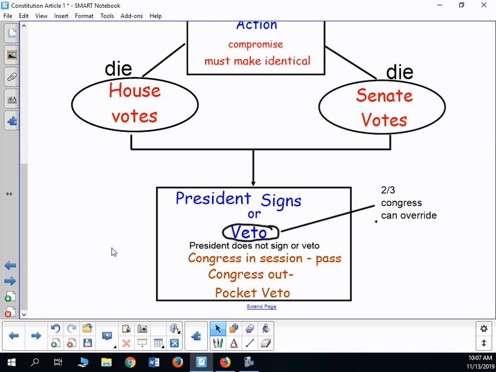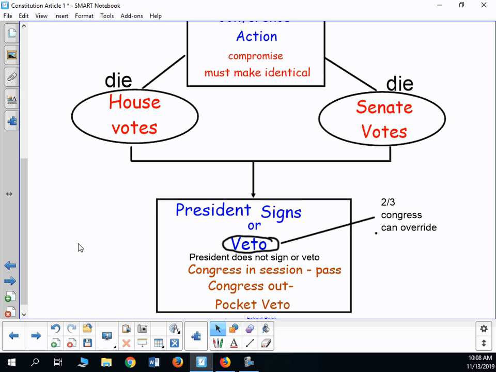Looks like my time is up for right now. I'm going to stop this one, and then we'll continue on with the next portion from section 8.